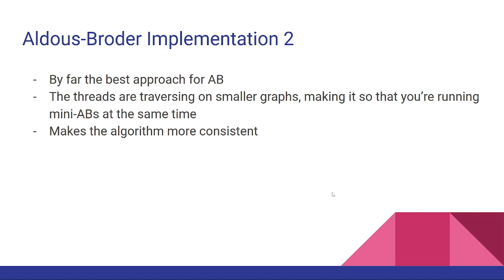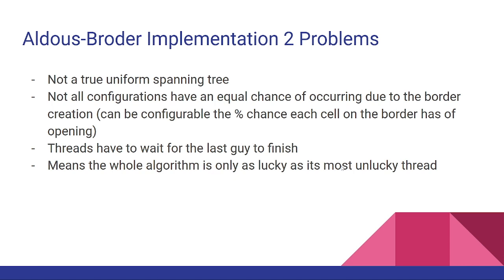This is by far the best approach for Aldous-Broder. The threads are traversing on smaller graphs, making it that you're running many Aldous-Broders at the same time, and it overall makes the algorithm a little more consistent. However, some problems with this, it's not a true uniform spanning tree. While it is a spanning tree, it's not a uniform one. Due to the configurable nature of this program with the threshold value on the borders, there are some configurations that are more likely than others, meaning every single spanning tree doesn't have an equal chance of forming.